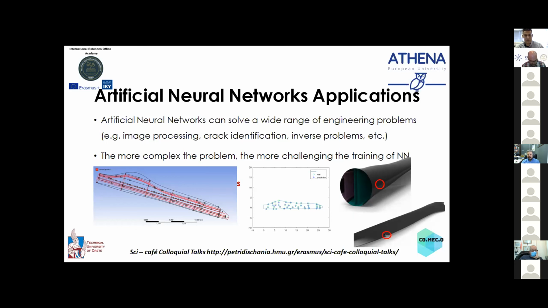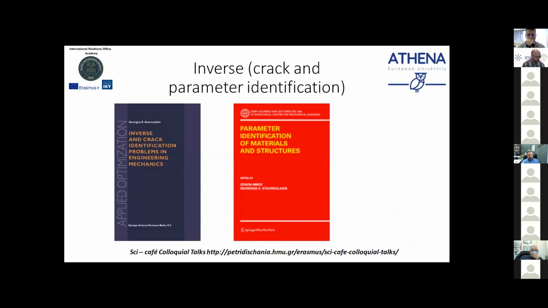Okay. Well, other examples of our work are shown here. Defect identification in a composite wing for a wind turbine by putting some sensors and correlating the response coming during the operation of this component.